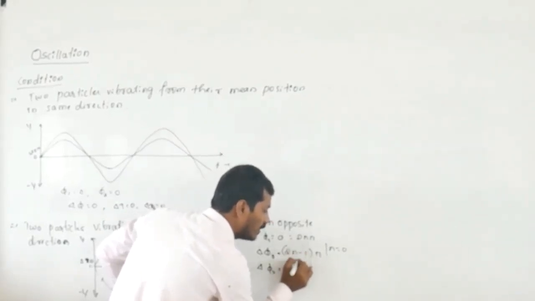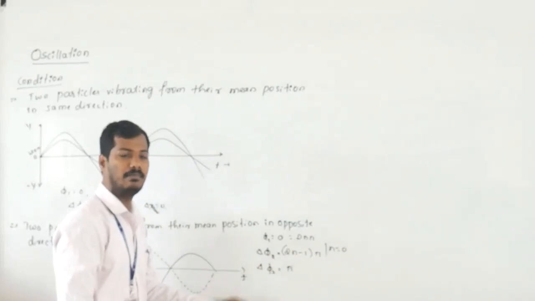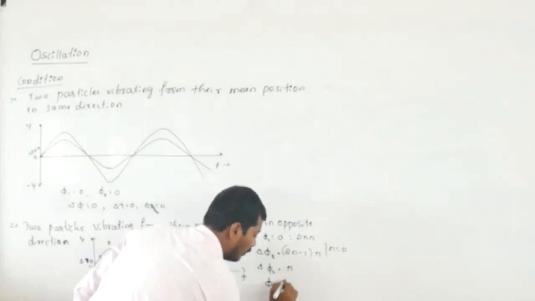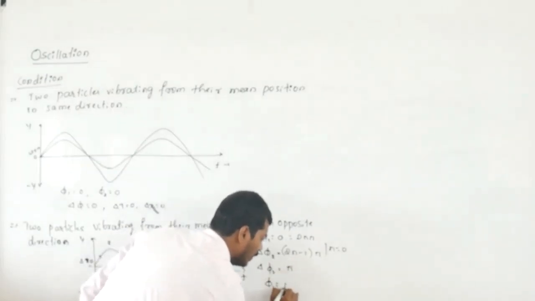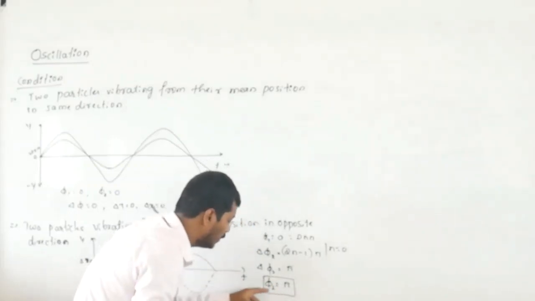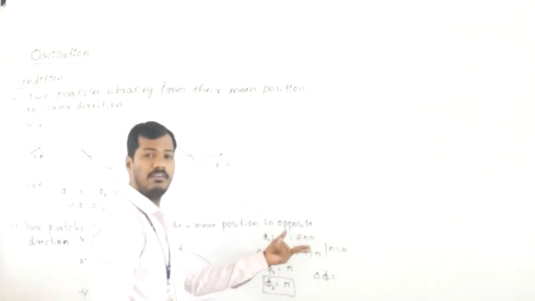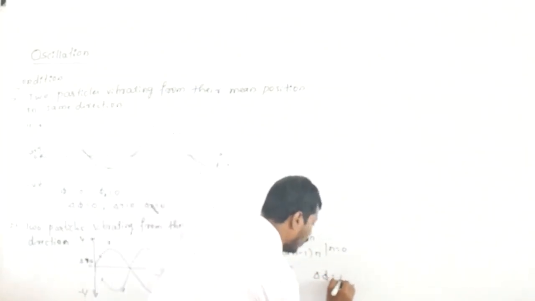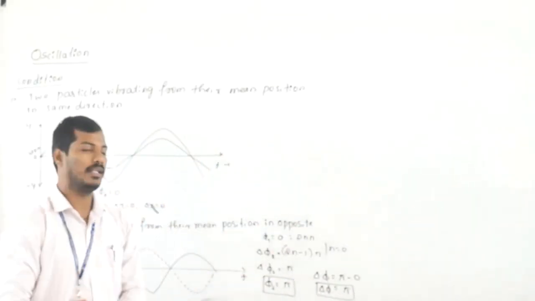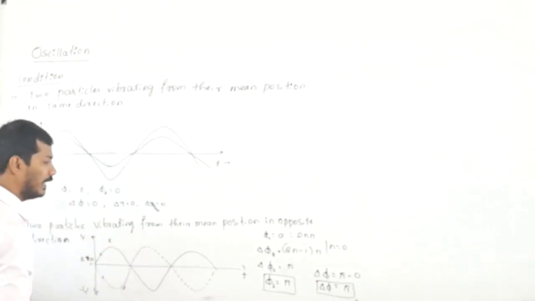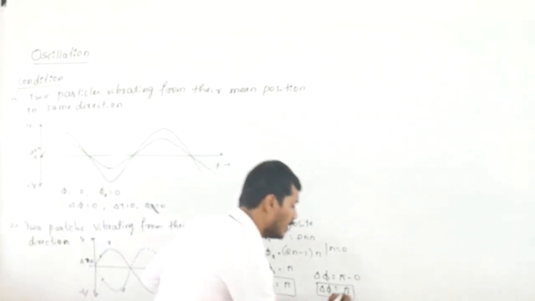Or if you take plus 1 here, the magnitude is completely positive. Then delta phi becomes pi, which means the total phase. Phi 2 is pi, phi 1 is 0. The phase difference between those two is phi 2 minus phi 1, which is pi minus 0, so it becomes pi. Then the phase difference between those two is pi. It means 180 degrees. When both are moving in opposite phase, the phase difference is 180 degrees.